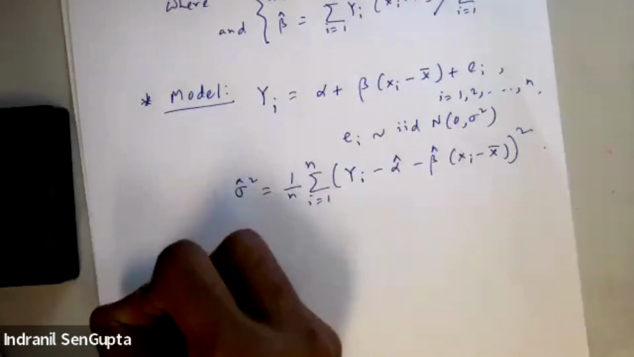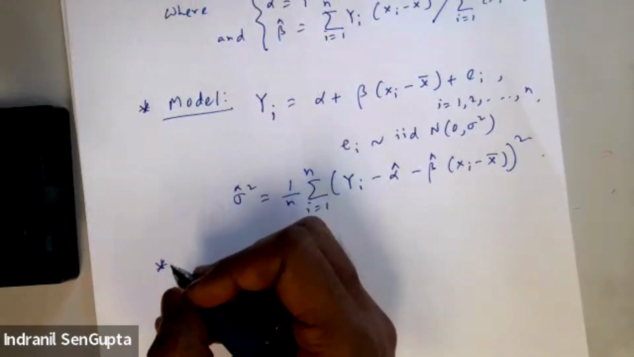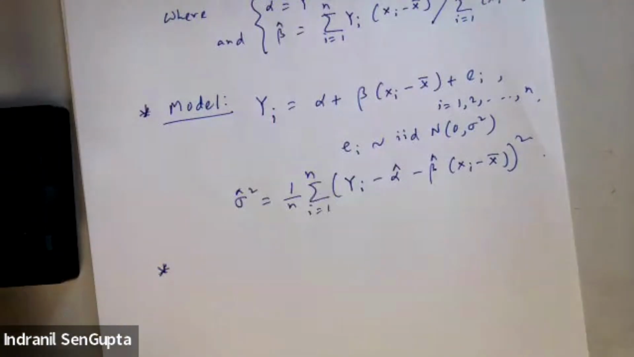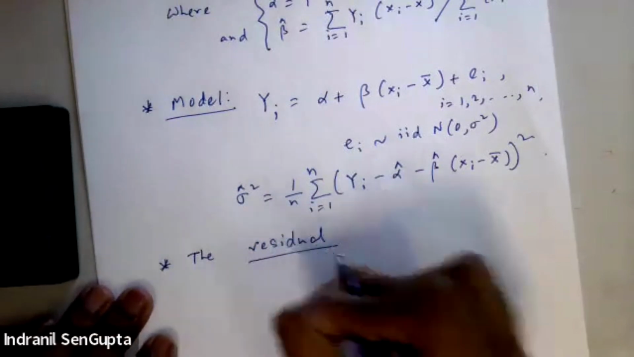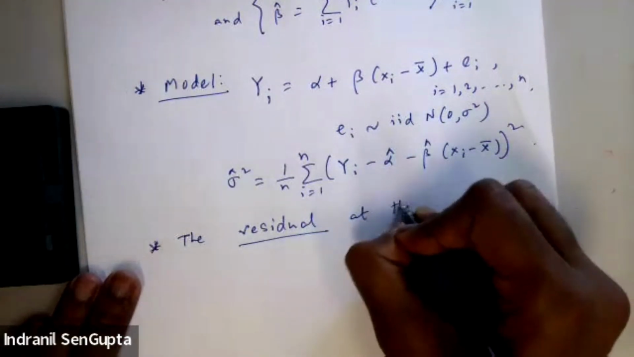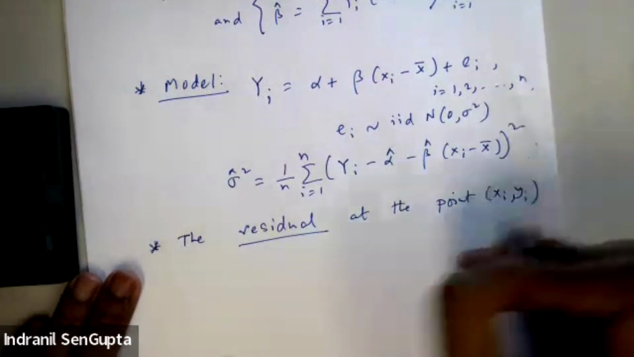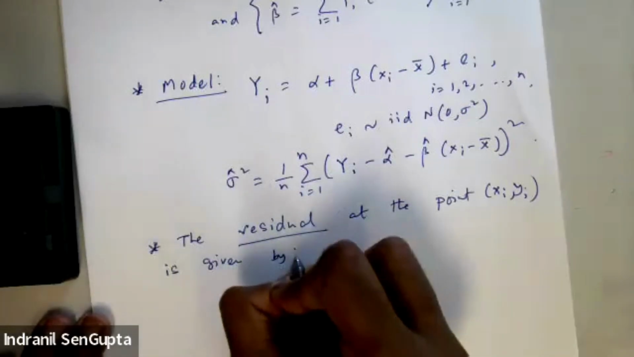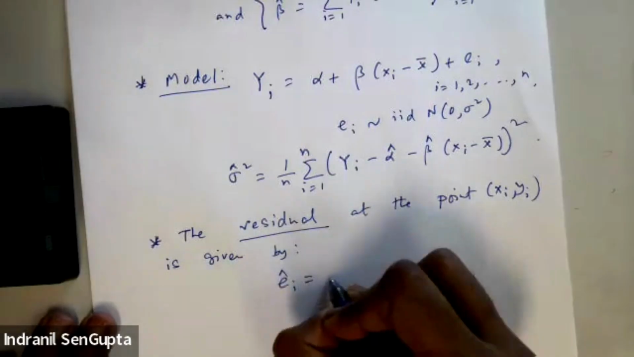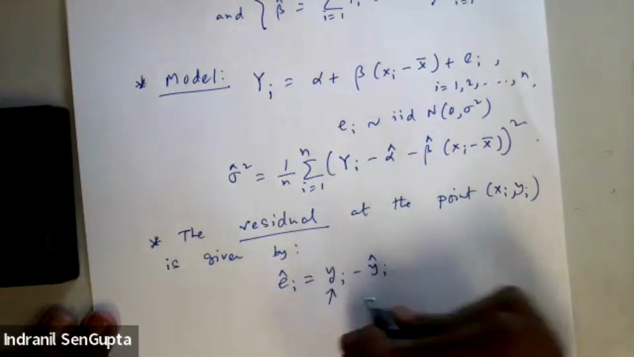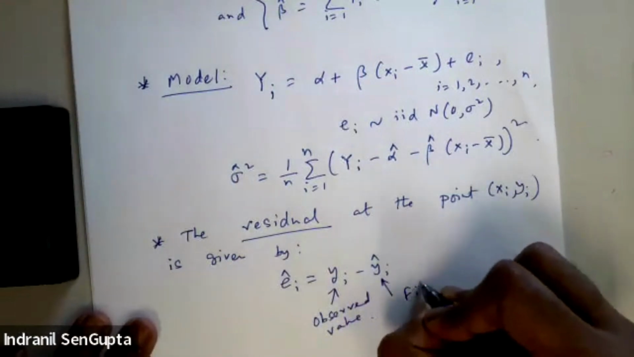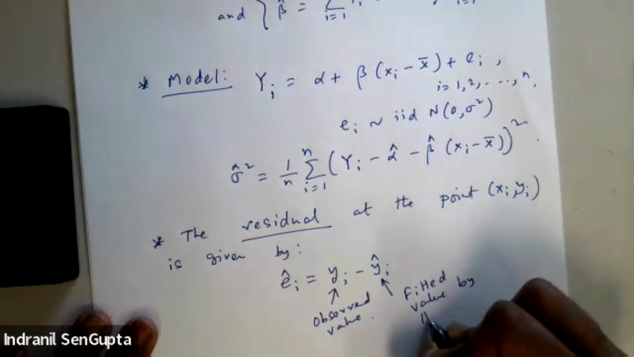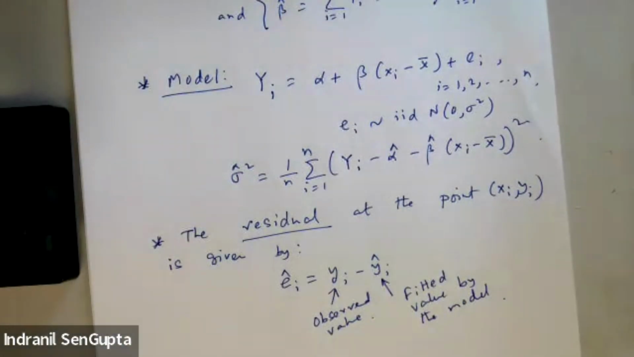And finally, I'll define one more thing. So this is called the residual. So for this particular model, we are making some error, right? So there is an actual value, there is a predicted value. So the residual at the point xi, yi is given by ei hat equals yi minus yi hat. So this is the observed value, and this is the fitted value by the model. So that's called the residual.